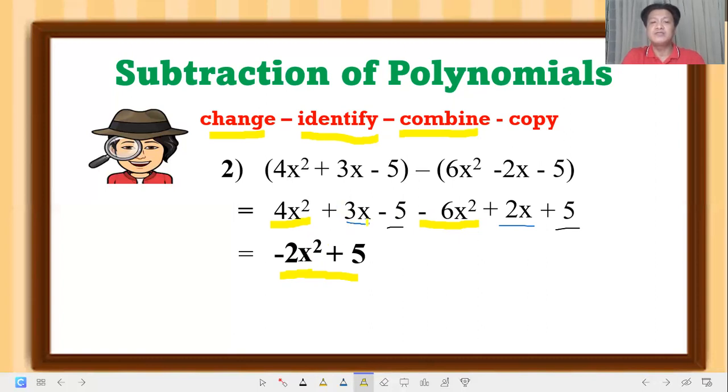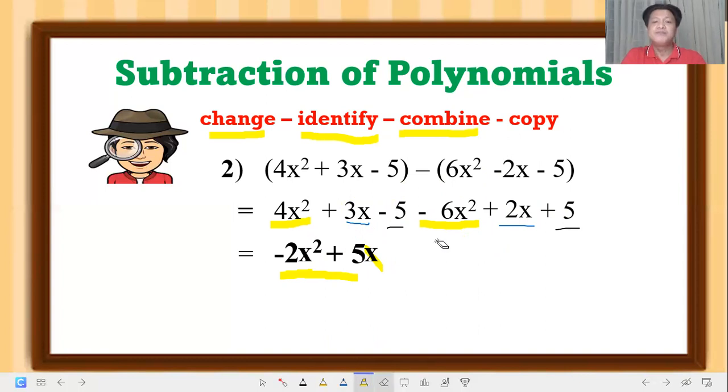And then you're going to proceed now to the first degree. Okay, so meaning to say this is 3x plus 2x, this is equal to 5x. Okay, di ba? So ibig sabihin yan, meron dapat yang x. Okay, kaya di ba nakalagay siya na 5x. Okay, meaning to say, add lang natin yung numerical coefficient, then copy the same literal coefficient.